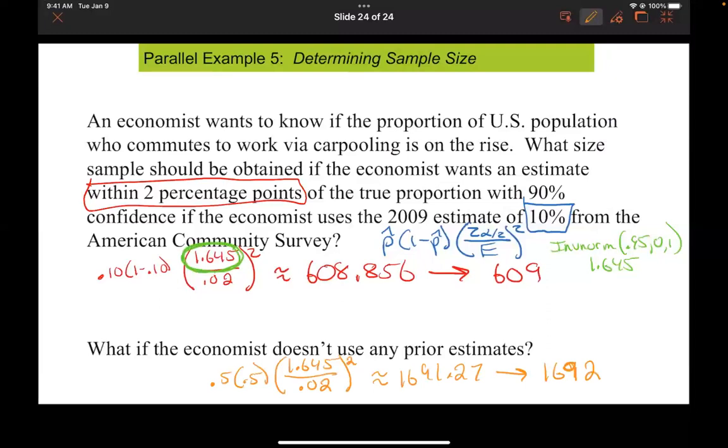So wouldn't the 1691.27 just be 1691? No, it always rounds up. Okay, so it doesn't matter if it's 0.01, you're going to round up. Yes, because 1691 wouldn't be enough, because there's some left over. So we always round up. Okay, I just thought you meant the last numbers. Gotcha, always round to the next higher whole number.